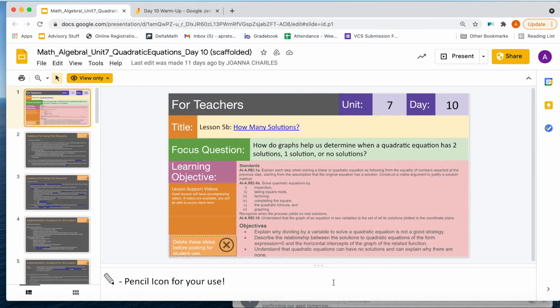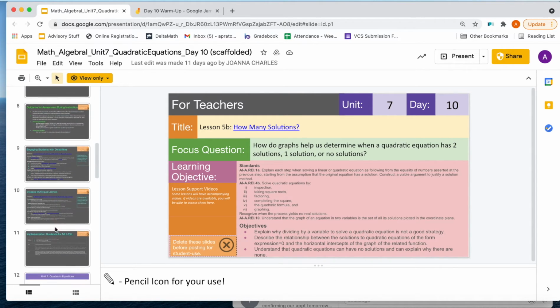For this video, I'm going to talk about how to facilitate the warm-up for Lesson 5B, How Many Solutions? The focus question of this lesson is how do graphs help us determine when a quadratic equation has two solutions, one solution, or no solution?